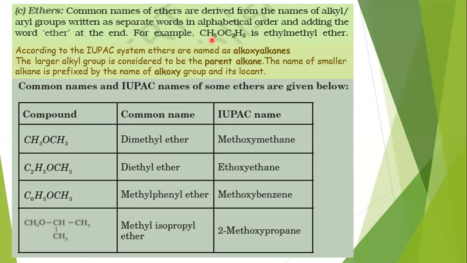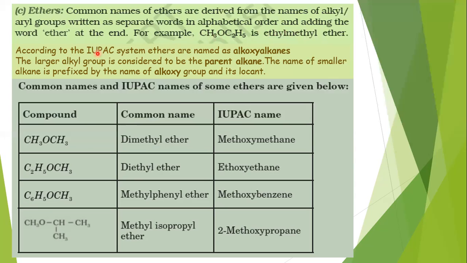So indicate by taking separate names of the alkyl groups: ethyl, methyl, ether. The name is ethyl methyl ether. If both are ethyl groups, then it is diethyl ether, because the ethyl group is present two times. If both are methyl groups, then dimethyl ether.